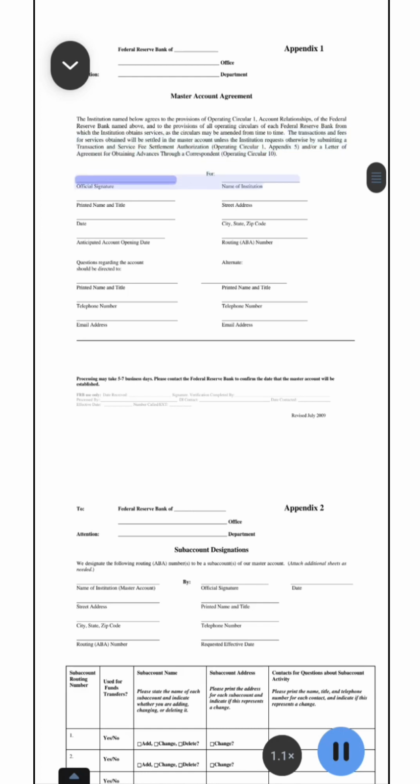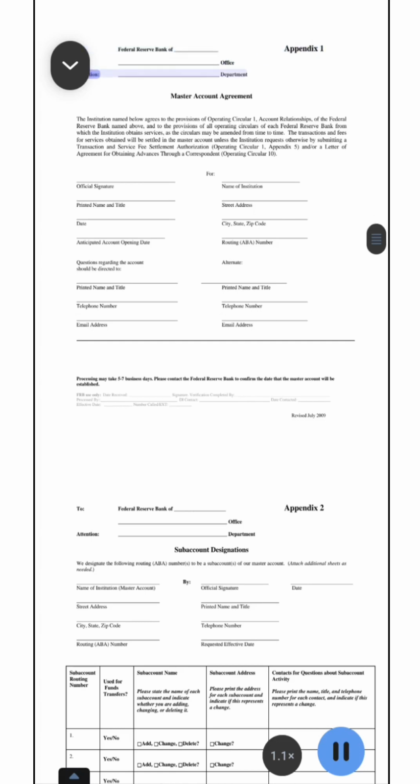4. Official signature, name of institution, printed name and title, street address, date, city, state, zip code. Anticipated account opening date, routing (ABA) number. Questions regarding the account alternate should be directed to printed name and title, telephone number, email address.